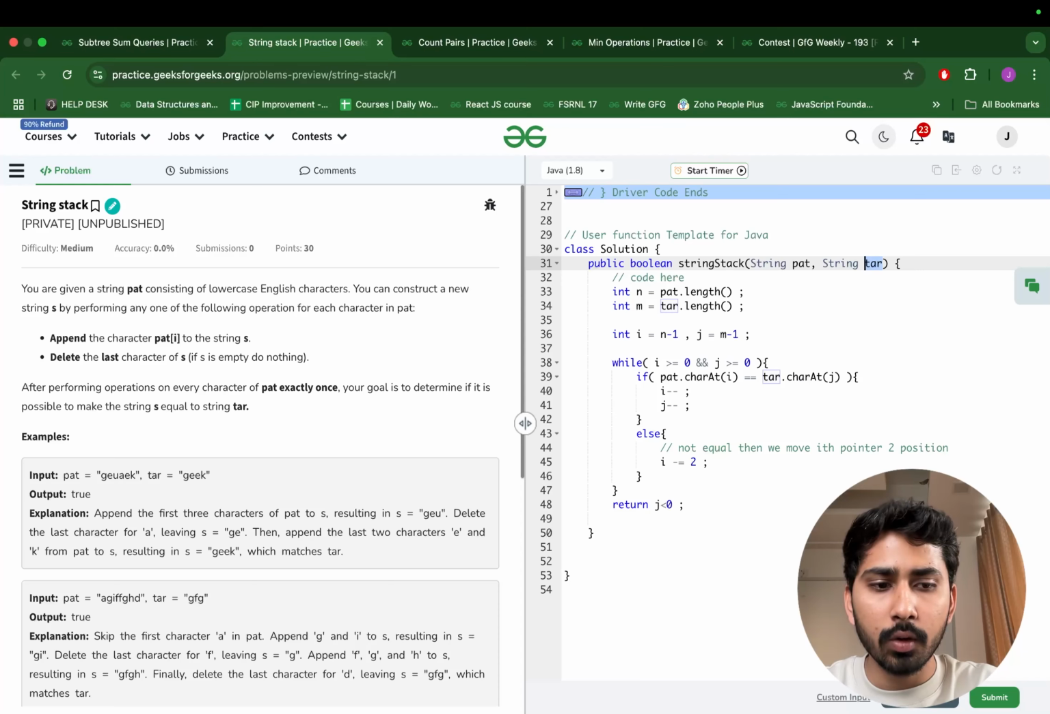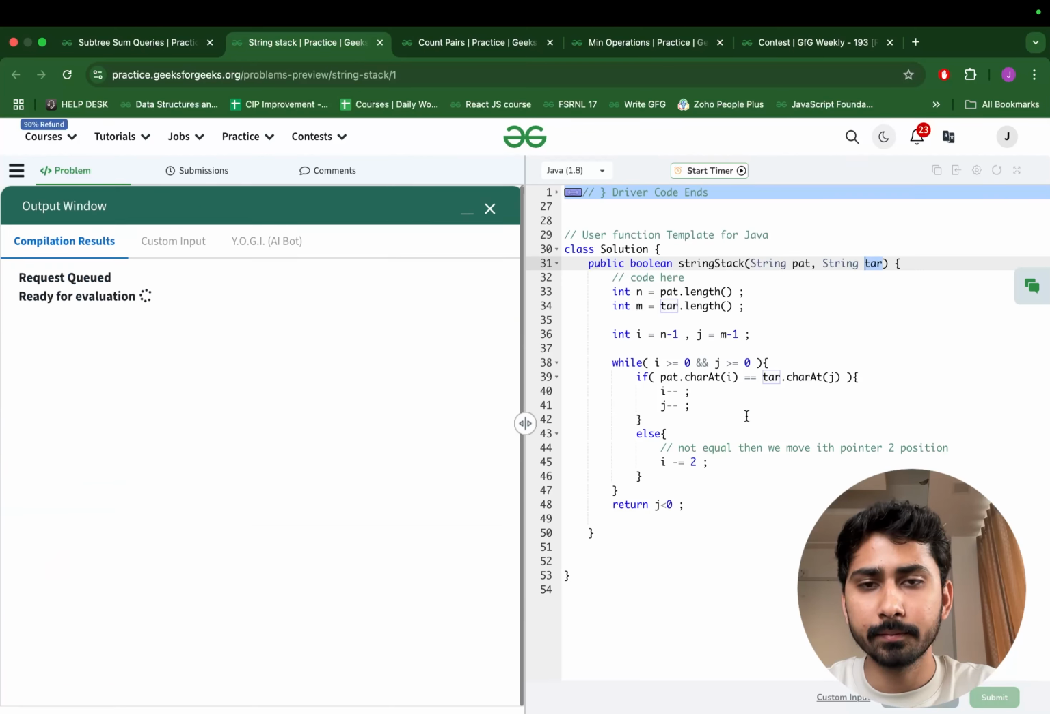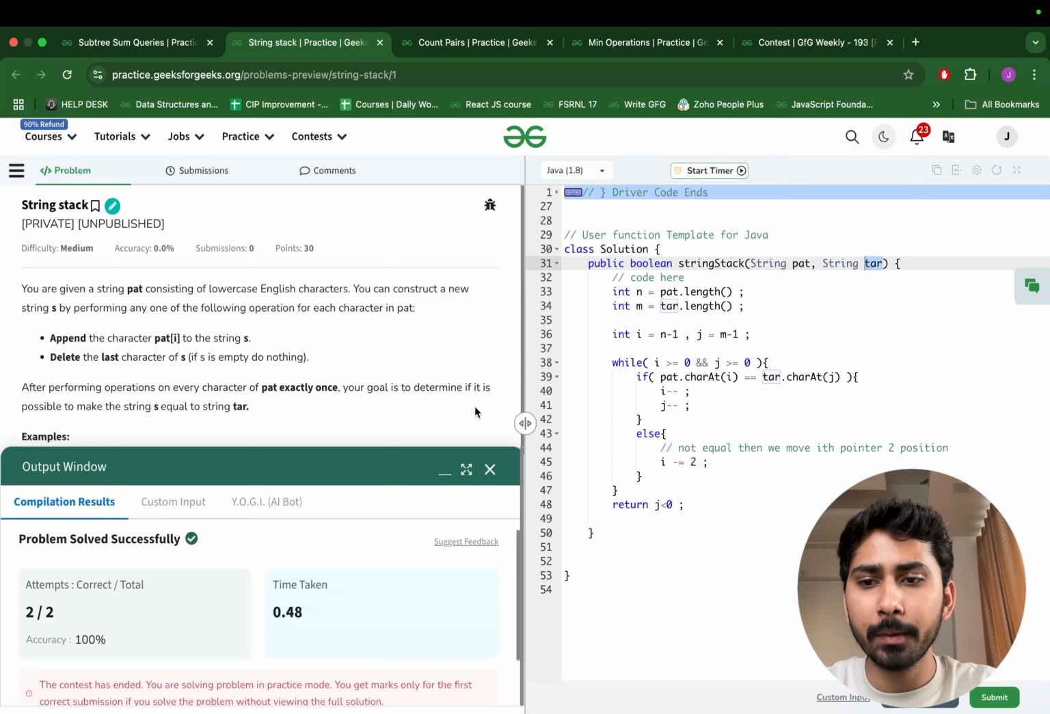Now let's try to submit it. And we can see that the problem has been successfully submitted.